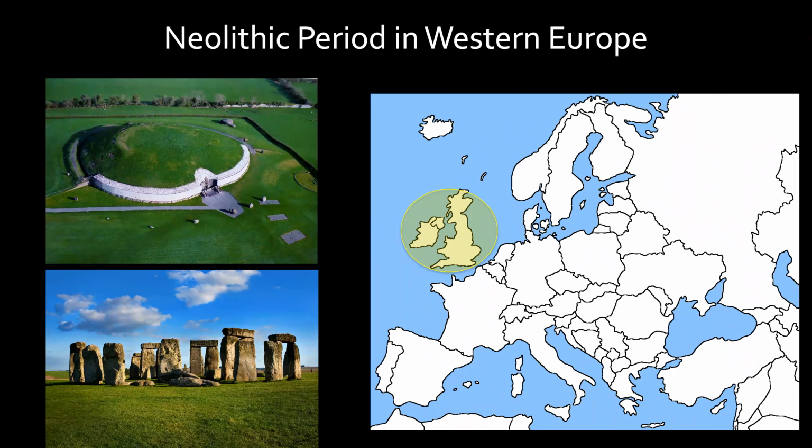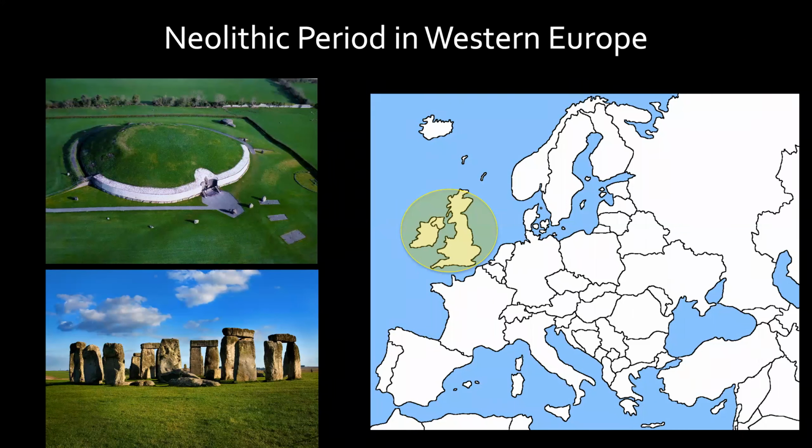This video is going to begin our discussion of Neolithic architecture in Western Europe. So we have our map on the screen here, circled in yellow on the map, the United Kingdom, Ireland. That is where we're going to focus for the Neolithic period in Western Europe. And we're going to look at the two structures pictured on the left here. At the top, we have Newgrange. At the bottom, we have Stonehenge.